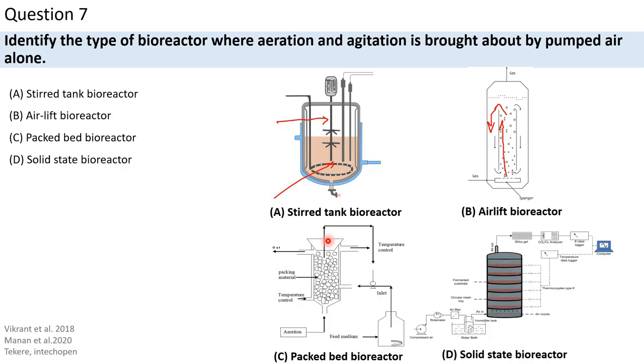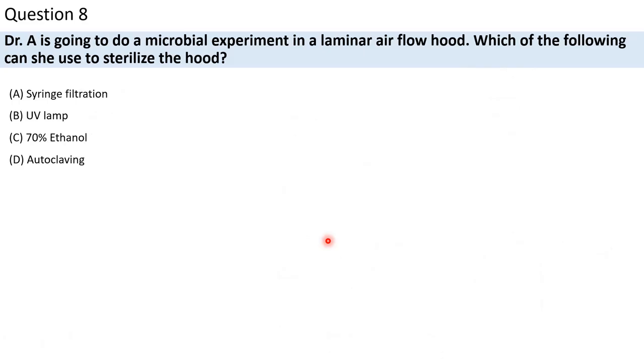Whereas in a solid state bioreactor, there is no stirring at all. The solid state waste is kept on top of a tray, the aeration is sent, and the inoculum is placed on top of the solid state waste. Using the aeration for oxygen, the organism replicates and feeds on the solid state waste that is kept. So out of the four options, in the airlift bioreactor only, both aeration and agitation are brought by pumped air alone. Moving on to question 8.